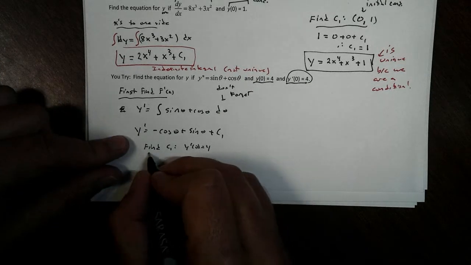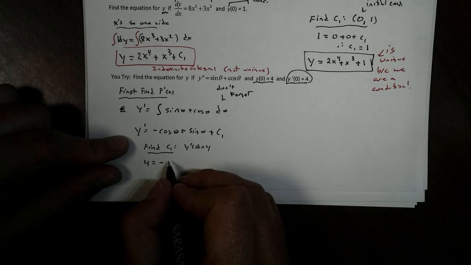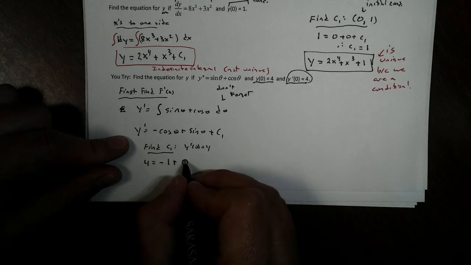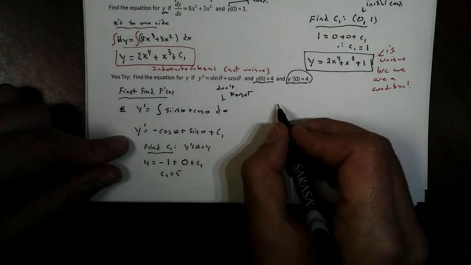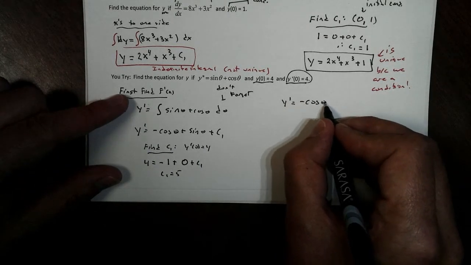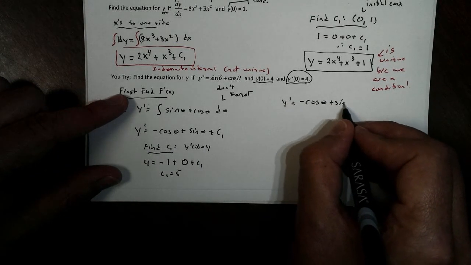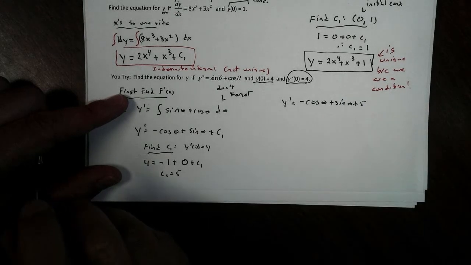And I can just plug it all in. 4 equals negative cosine of 0, which is just 1. You should be able to do that in your head. Sine of 0 is 0 plus C1, so C1 is 5. So our derivative is negative cosine theta plus sine theta plus 5. So there's our first part.